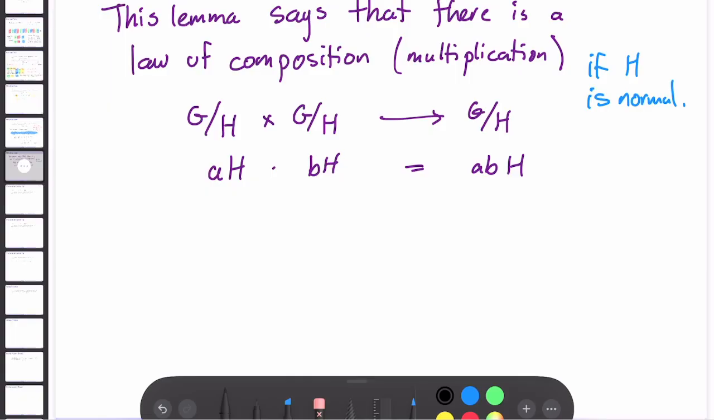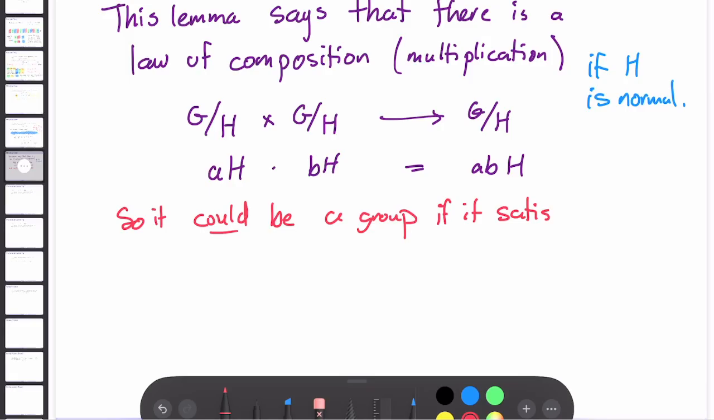Now, this doesn't prove that there's a group structure. It just proves that there's a law of composition. Remember, we have to satisfy all these axioms. So it could be a group if it satisfies the axioms. For right now, I'm just going to say it does, and I'll give you some idea about the important bits there. So the identity.